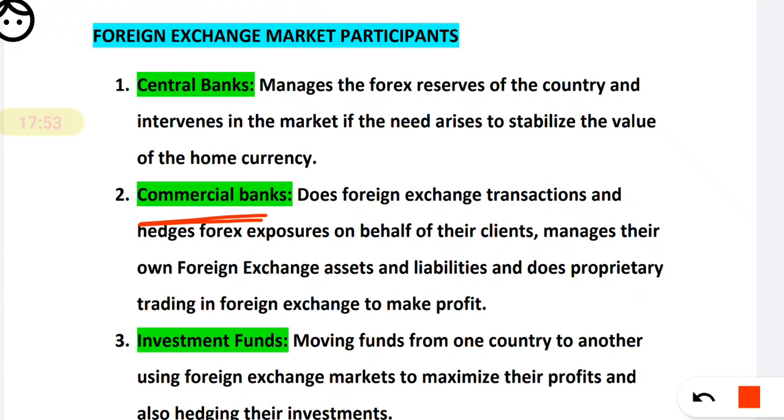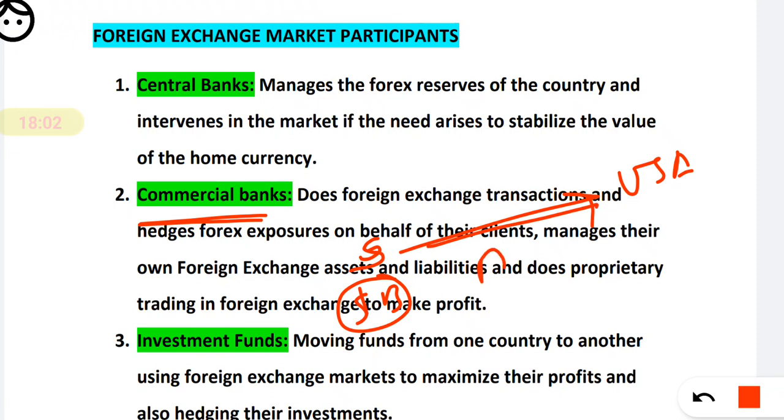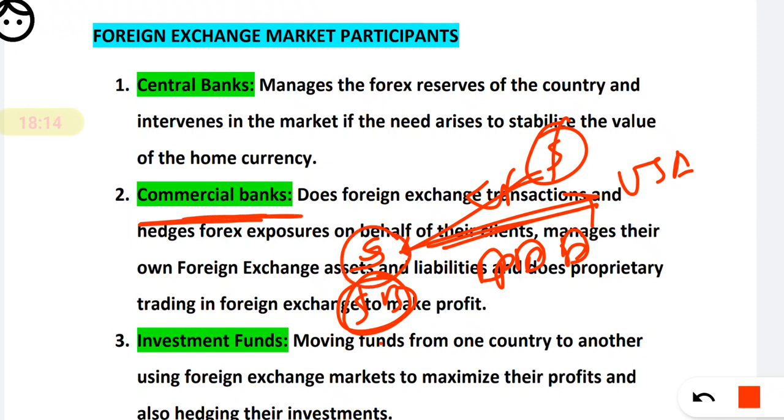Suppose one customer of a bank, say SBI, is exporting goods to the USA. He will go to SBI and say, I am exporting goods to the USA. Say I am exporting pens to the USA and I will receive foreign currency as dollars, so please convert that and give it to me. That means a person will reach his bank. That's why the commercial bank can participate in forex. First, they will help their client.